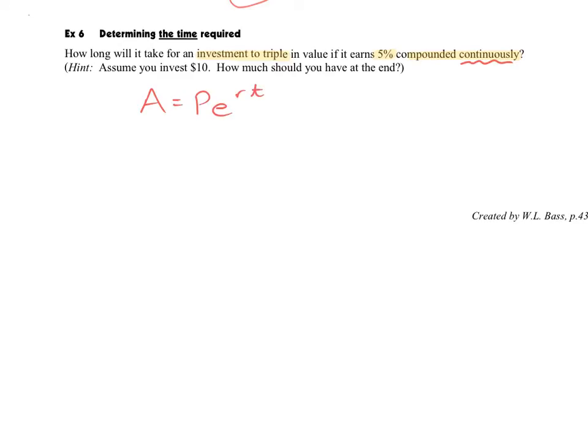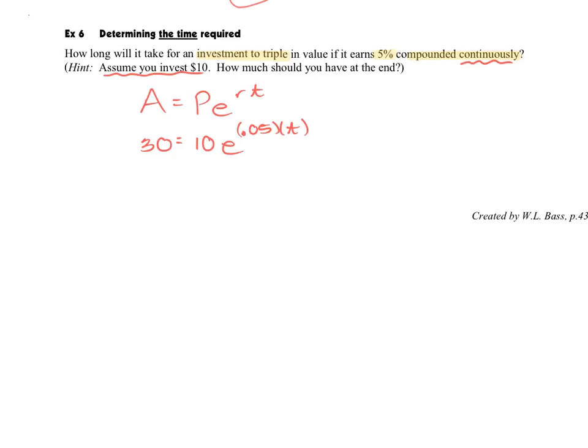And if we want it to triple, if you already know what to do, you can. If you're not sure, let's just assume we're going to invest $10. So if I'm going to invest $10 and I want it to triple, I'm going to have 30 at the end. So I'm going to have e. I don't know my rate, but I do know, oh wait, no, I do know my rate on this one, sorry. I know my rate, I don't know my time. Got myself all jumbled. My rate is 0.05, and my time is what I'm trying to find.